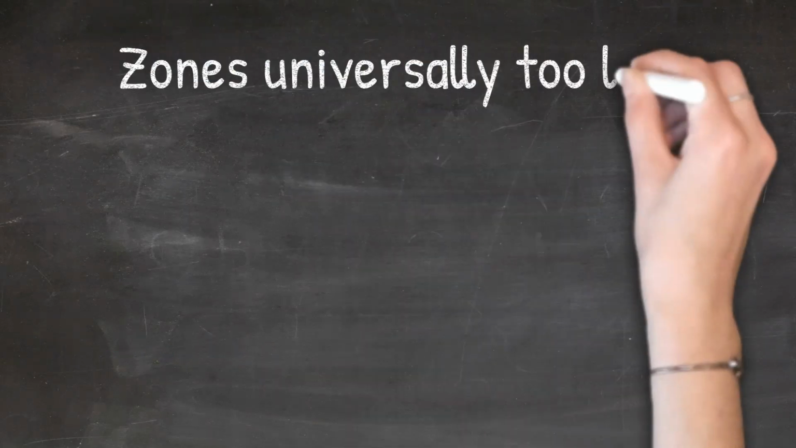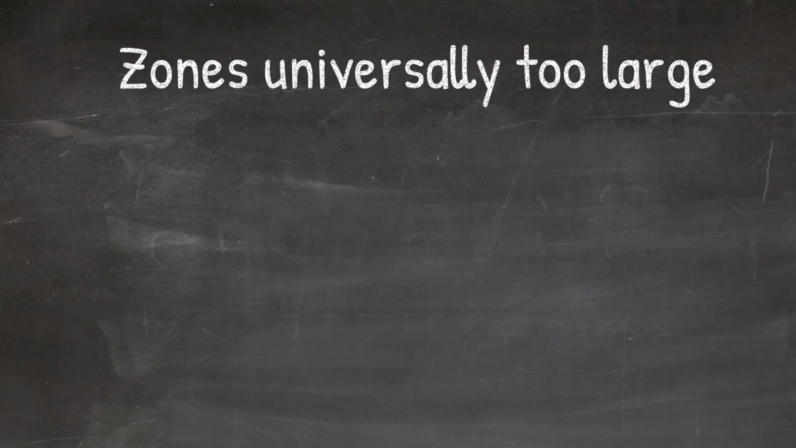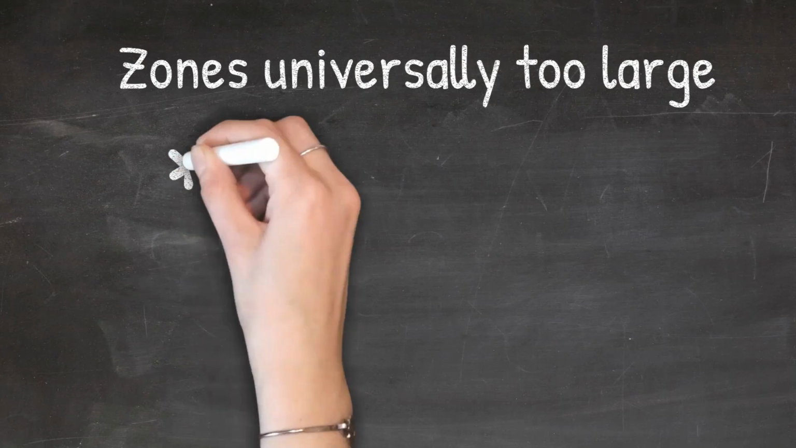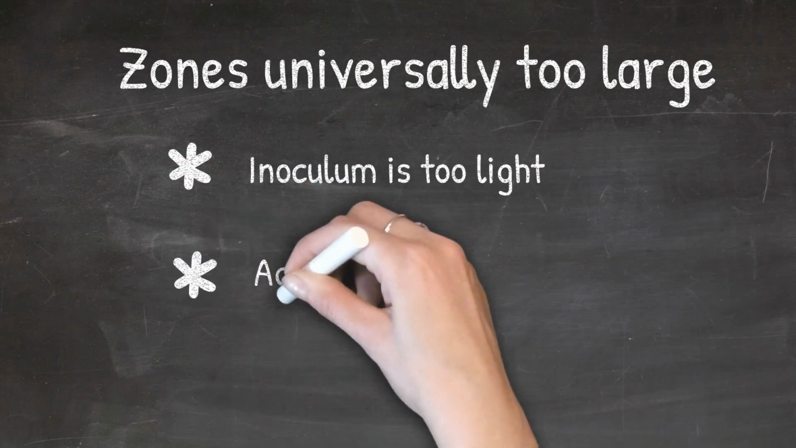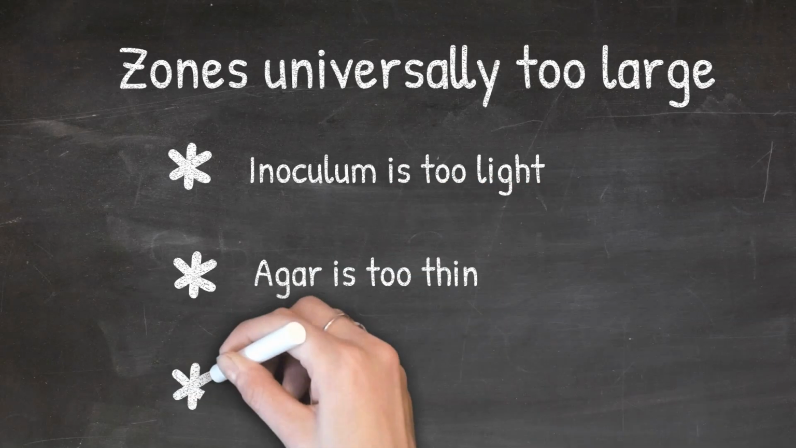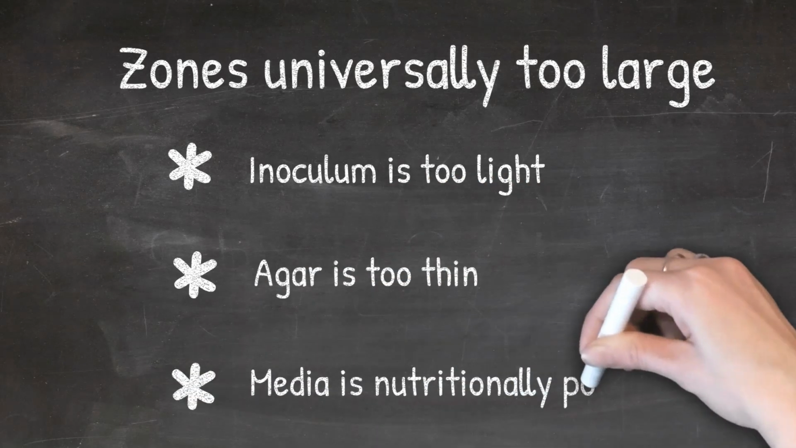If the zones are universally too large on control plates, this means you notice that all the antibiotic discs give a larger than normal zone of inhibition. This could mean a few things: the inoculum is too light, the agar is too thin, or the media is nutritionally poor.